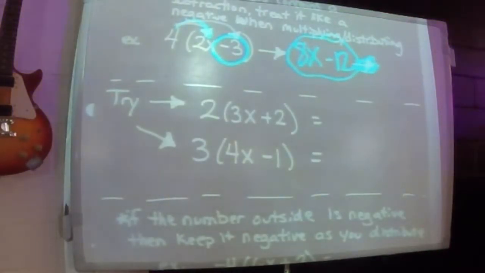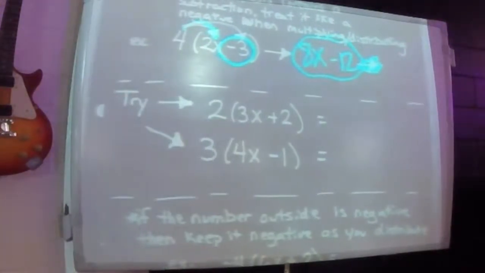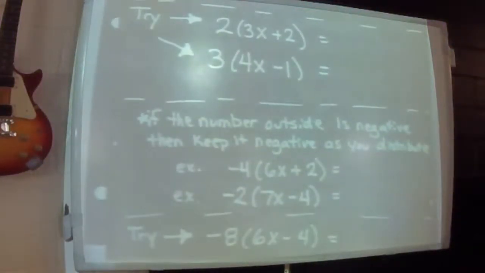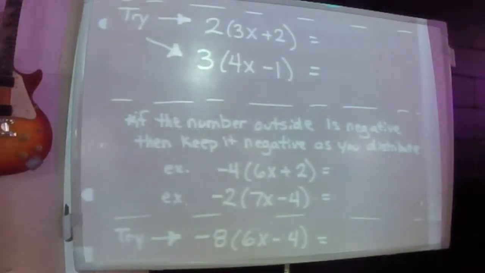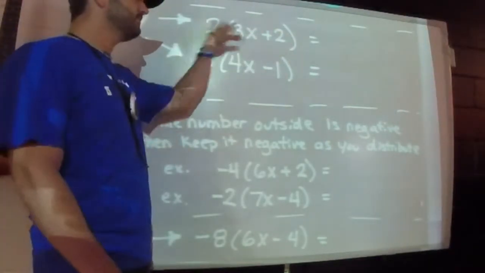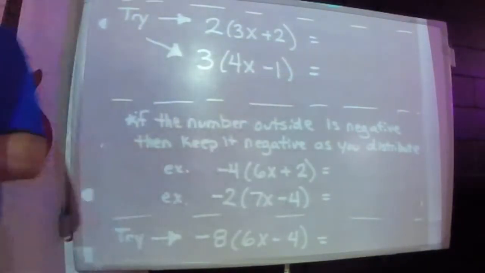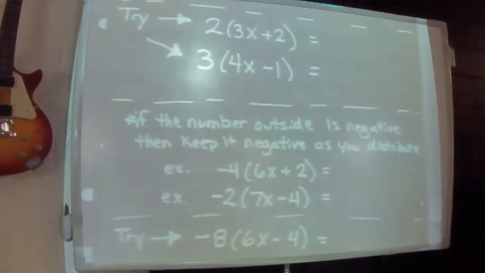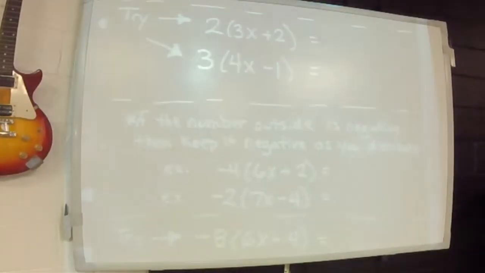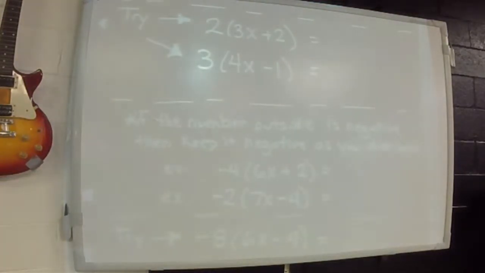Okay, I've got 2 for you to try. It shouldn't take but 30 seconds to do both of these. Notice that one of them is just a plus sign. Everything's positive, and one of them has a minus sign. See if we can do both of them. Distribute, draw the arrows, see if you can do them both in about 30 seconds. 2 times 3x plus 2, and 3 times 4x minus 1.